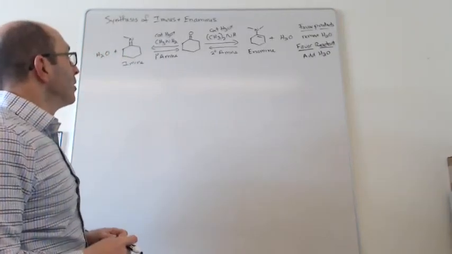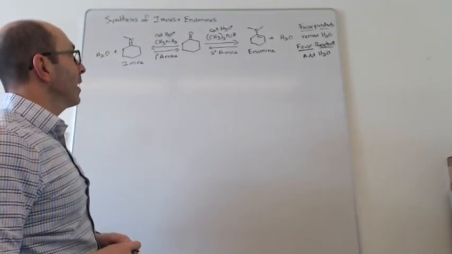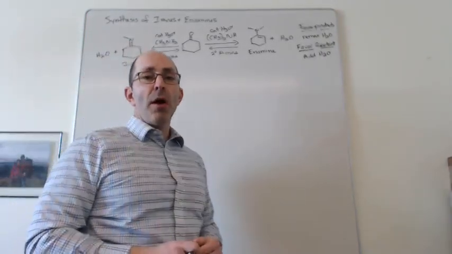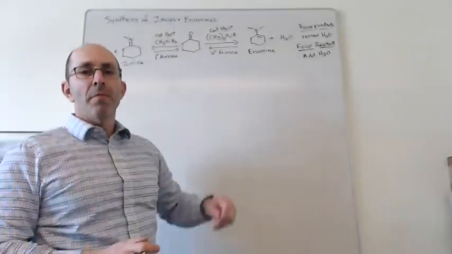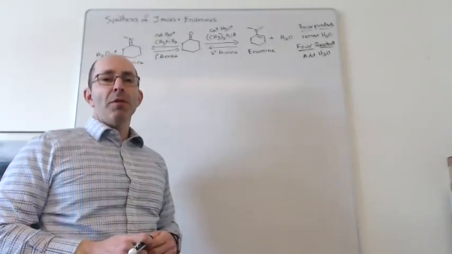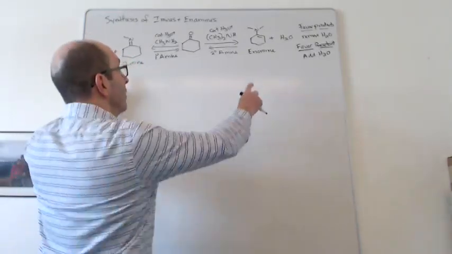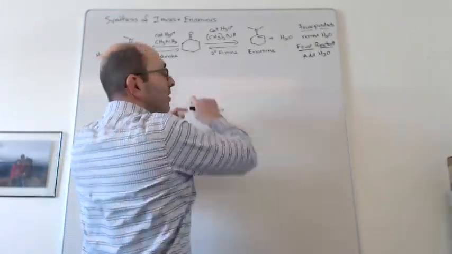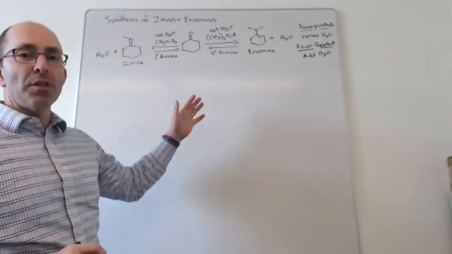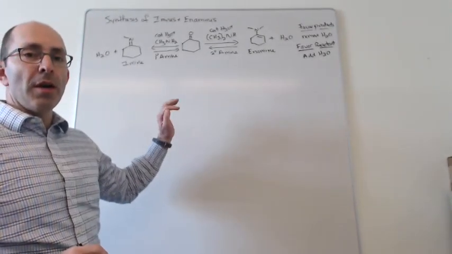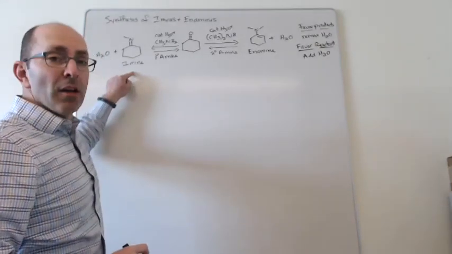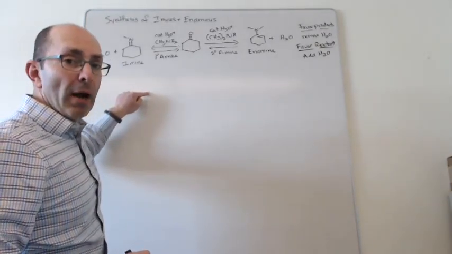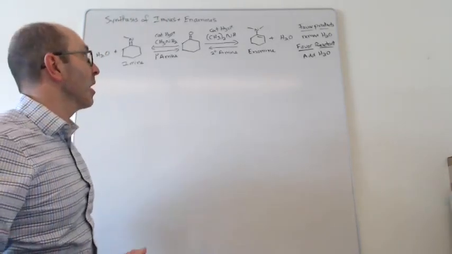Okay, so let's go through what this mechanism looks like, and what I'm going to do is draw out the mechanism going from the ketone to either the imine or the enamine. The thing to remember is that if you want the mechanism to go from the enamine or imine back to the ketone, you're going to draw the exact same mechanism, just reversing the order of the steps. So it's going to look exactly the same. I'm going to go from ketone to imine. If you want to go back, you just go backwards in your mechanism, and it's all the same steps.